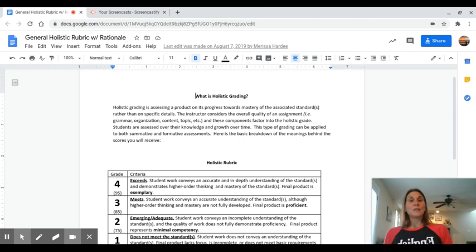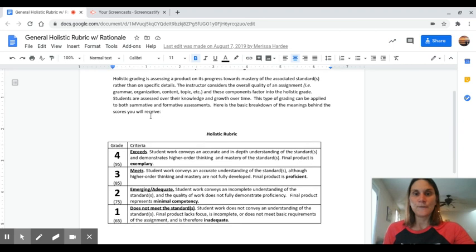This type of grading can be applied to both formative and summative assessments, and it is what I use for both of them. So you can get used to that. It'll be the only way I grade everything that we grade in here. My students always love it. I think that you'll love it too. And here's basically the way the grades will look that you're going to receive.